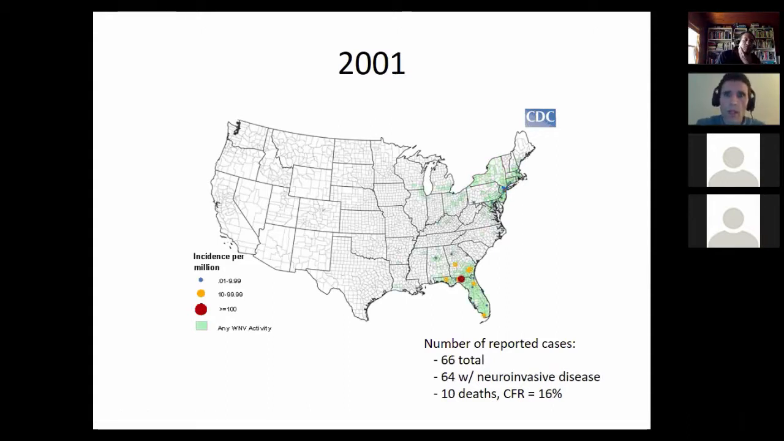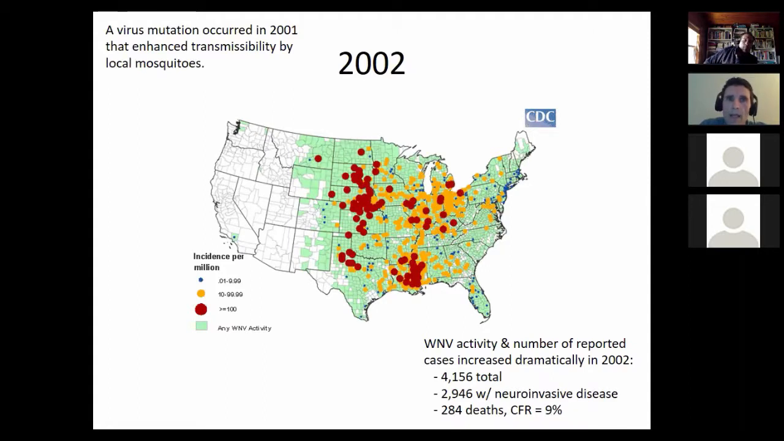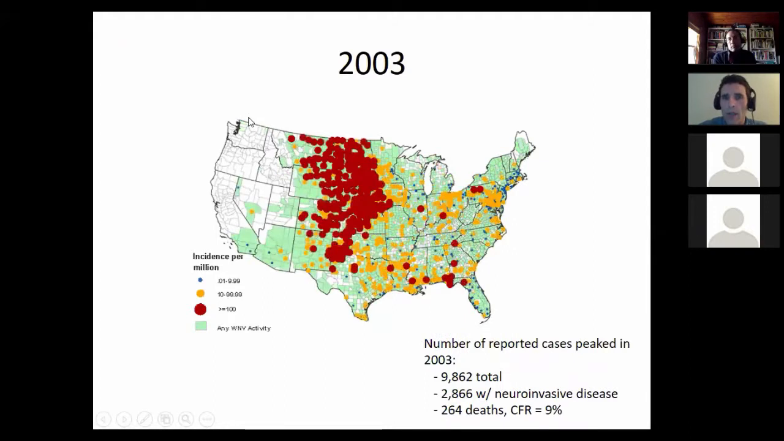In 2001, it's headed south, so we're seeing most of the cases down in Florida, with a handful of cases still up in the original area. And you'll notice here it started to take off. In 2002, we have a dramatic increase in the number of cases. And then when people went back retrospectively, we found, as I'm showing up here in the upper left, that a virus mutation occurred in 2001 that enhanced transmissibility by the local mosquitoes. So these viruses can mutate and they can change. And this basically increased vector competence and made it more efficiently transmitted by the mosquito.